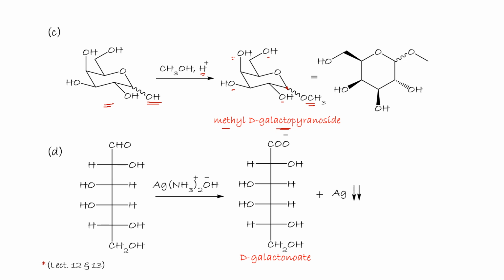When we treat D-galactose with ammoniacal silver nitrate, Tollens reagent, the aldehyde will be oxidized and silver one will be reduced, an oxidation reduction reaction, and we get a deposit of silver mirror and the formation of galactonic acid.